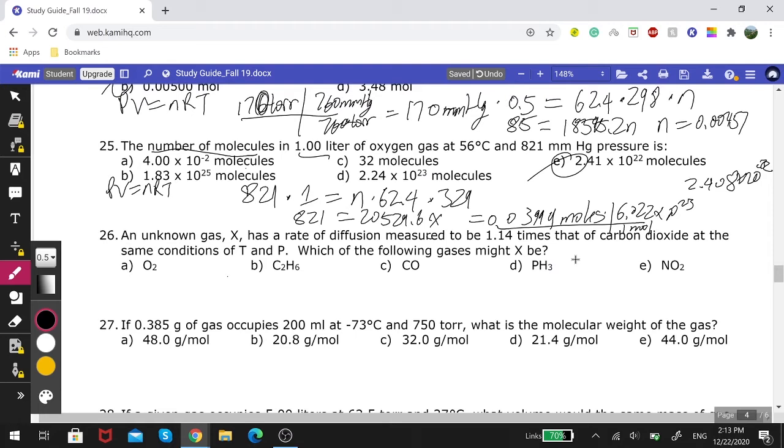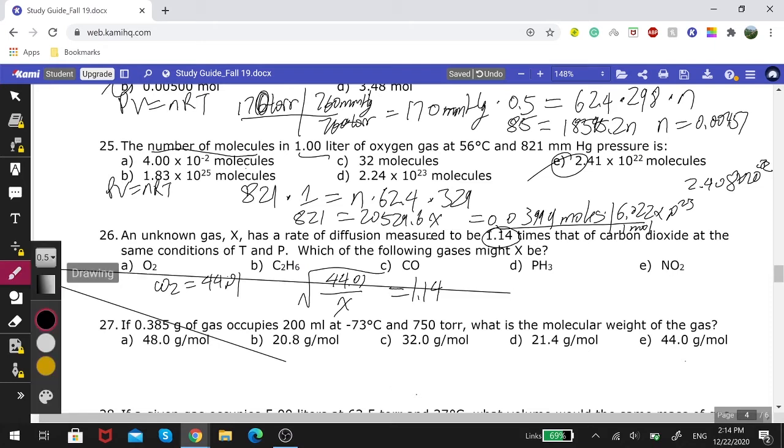An unknown gas X has a rate of effusion measured to be 1.14 times that of carbon dioxide. So we have carbon dioxide, which is CO2, and CO2 is equal to 44.01. So it's going to be faster than 44.01, so it's going to be obviously lighter than CO2. So let's put the heavier one on top, 44.01, lighter one on bottom, because our rate ratio is higher than 1, which is equal to 1.14. Square both sides.